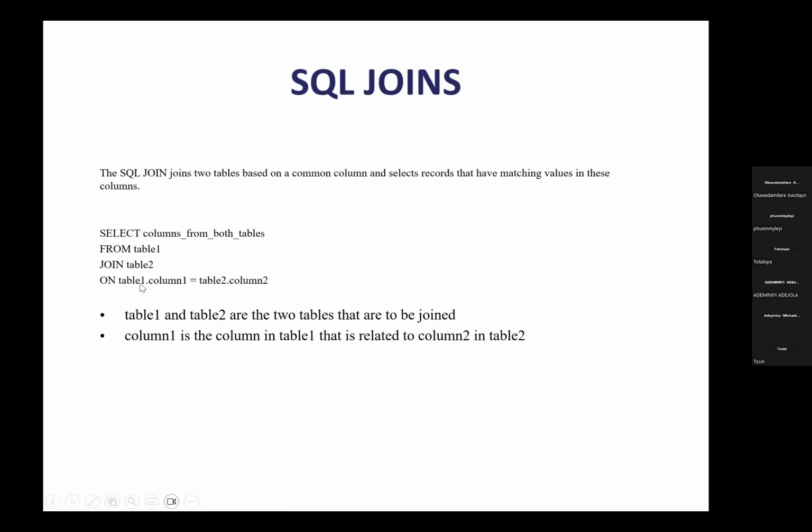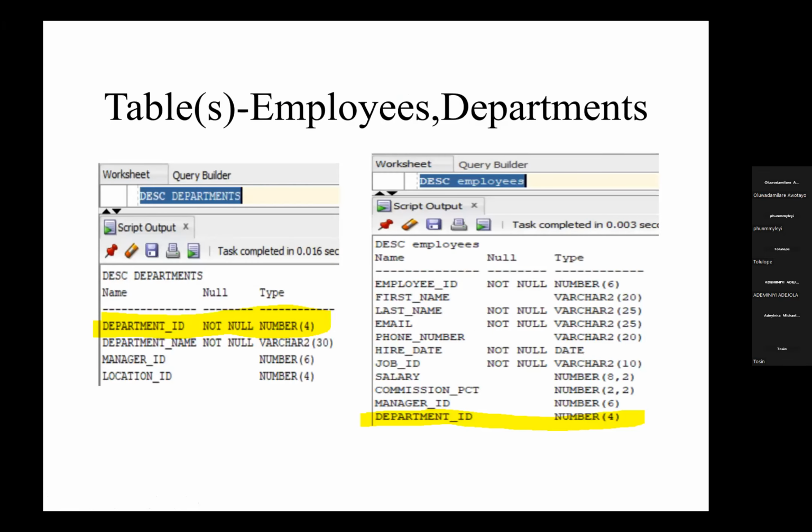So it says ON, if you look at it, table 1 dot column 1 and table 2 dot column 2. We will see an example, because this one might not really make so much sense to you. Table 1 and table 2 are tables that are joined together. One is the column in table 1 that is related to column 2 in table 2. So what do I mean by that?